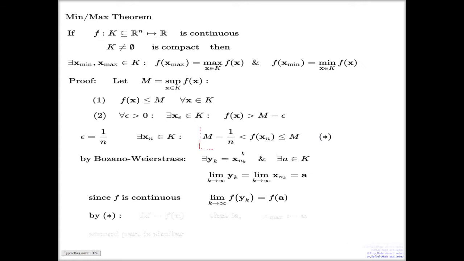And now if I take this, I called it asterisk. By asterisk, this value M must be this f of a, right? Because of the sandwich principle. If you push n sub k to infinity, this goes to M, this is just M, and these values taken over the subsequence go to f of a. So by the sandwich principle, this f of a we just found must be M.